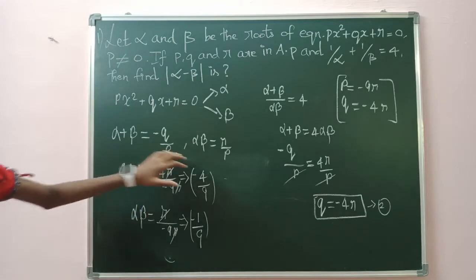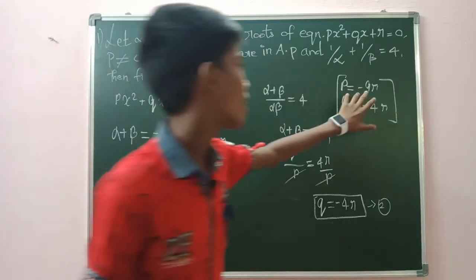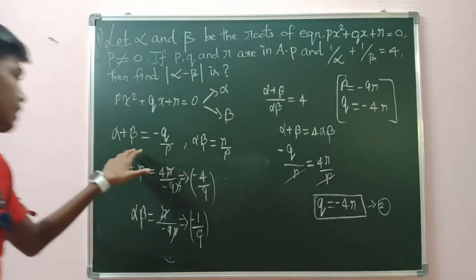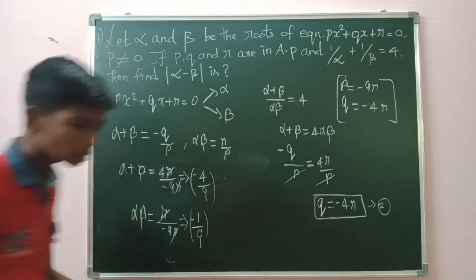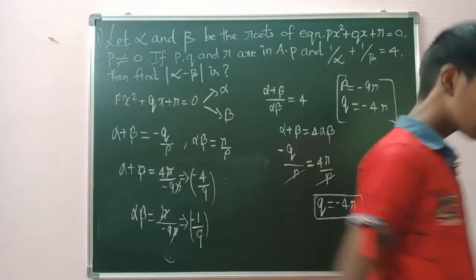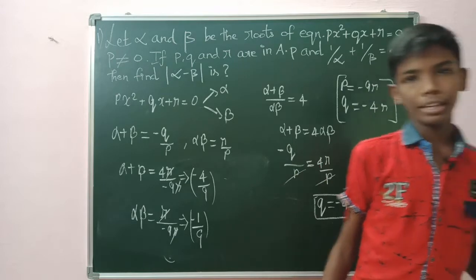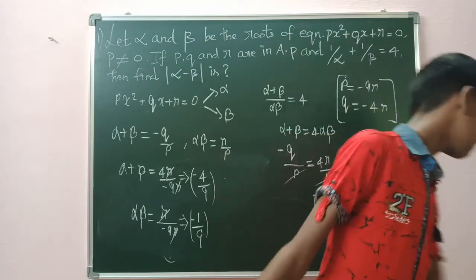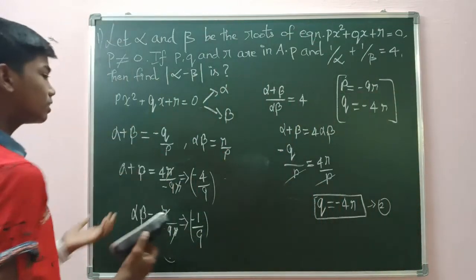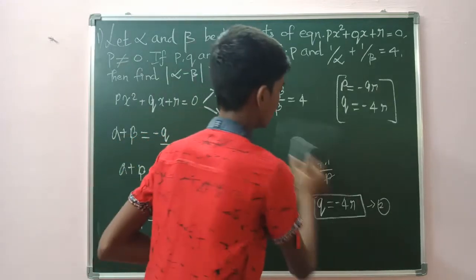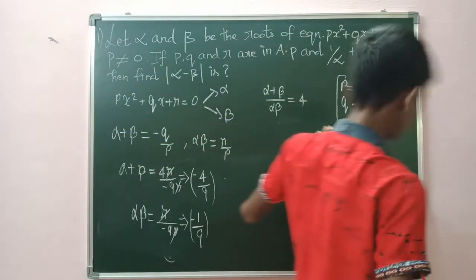Just substitute the value. I just put your values of p and q in this equation. So now, it's a very easy question. We have found out each value, right?